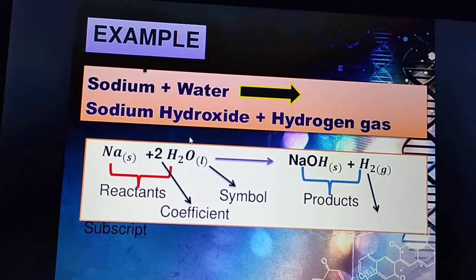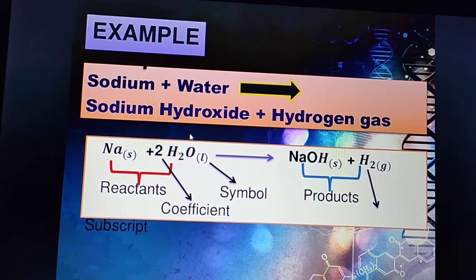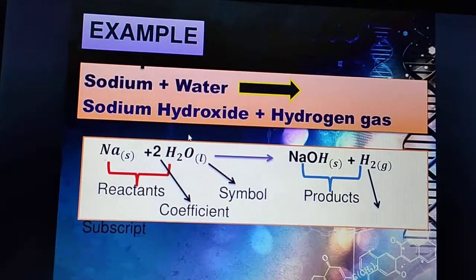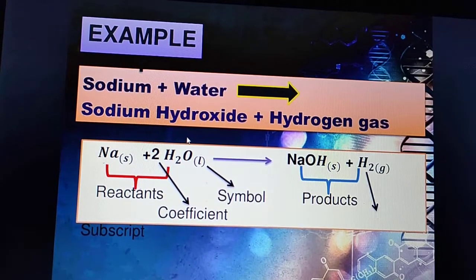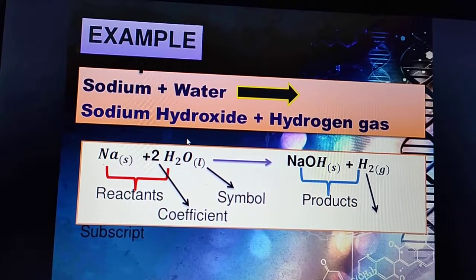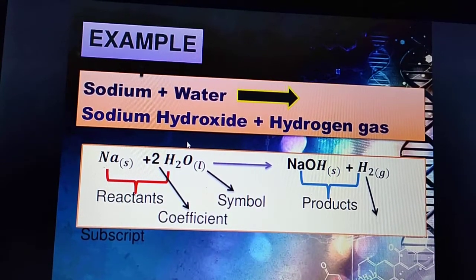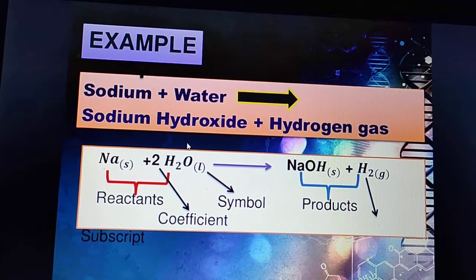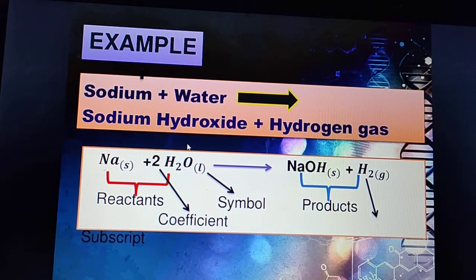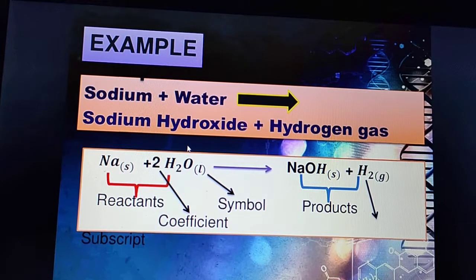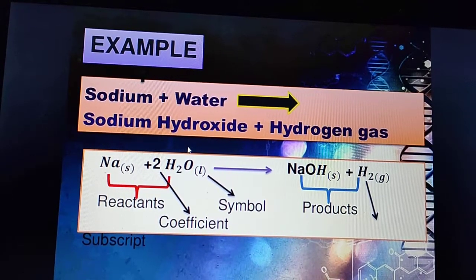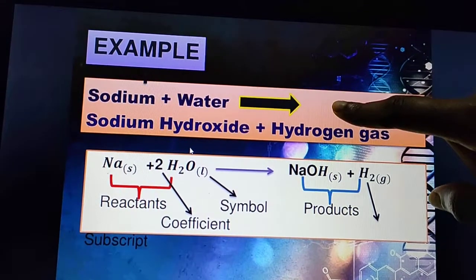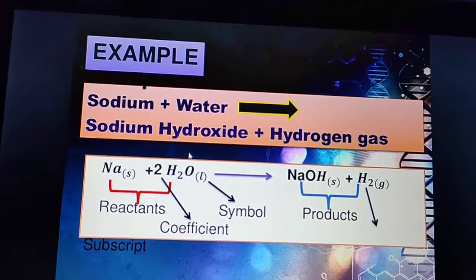One more thing I have to tell you over here is sodium plus water, that is this one, which is written just down. This example is sodium plus water gives us sodium hydroxide plus hydrogen gas. This is the word statement, that is word equation. Okay, and suppose this word equation you write in terms of formula, you use formula symbols, then that equation will become a chemical equation. Okay, so this is the word equation and this is the chemical equation. Understood?